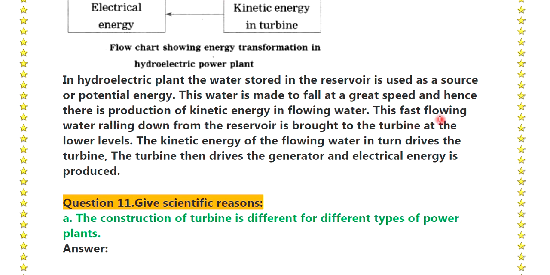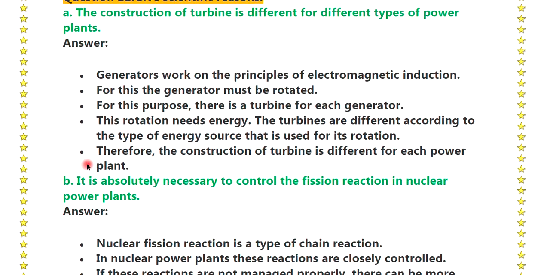flowing water. This fast flowing water falling down from the reservoir is brought to the turbine at the lower level. The kinetic energy of the flowing water in turn drives the turbine. The turbine then drives the generator, and the electrical energy is produced.